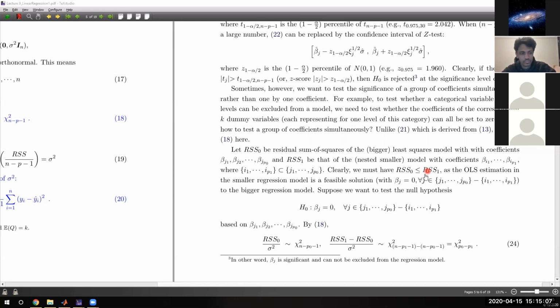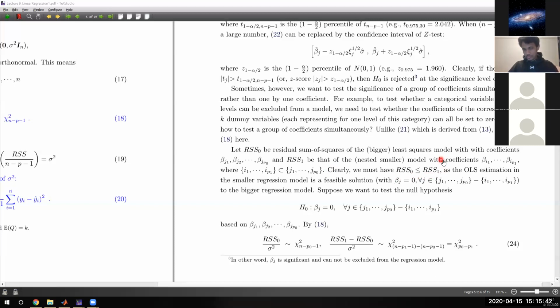Simply because the optimal solution of the smaller model is still a feasible solution to the bigger model. It is a special case where beta I1 to IP1 stay the same, but all other betas, in J1 to JP0 minus this part, equal 0. It's a feasible solution in solving the bigger model. That's the reason why RSS0 must be less than or equal to RSS1.